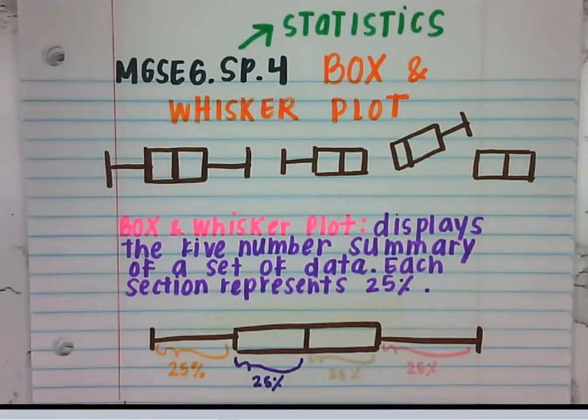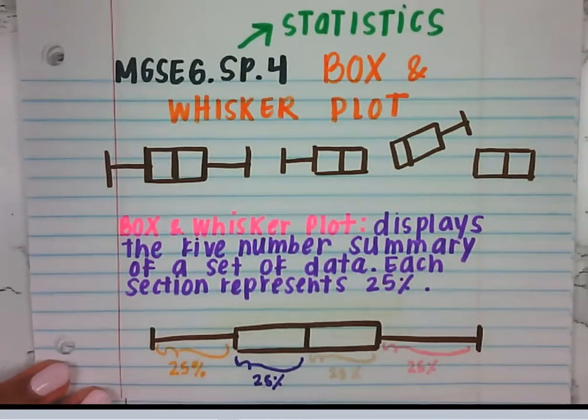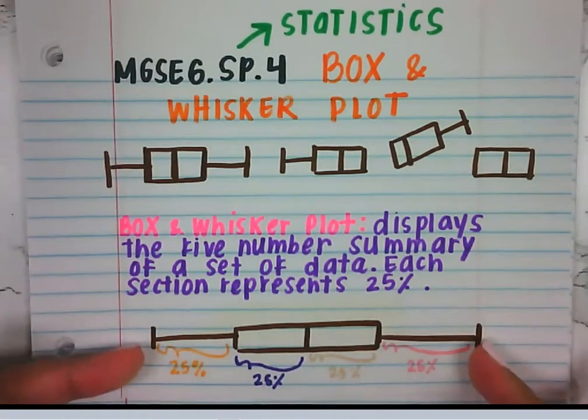Now, one more thing I wanted to mention about a box and whisker plot. It is split up into 4 sections. We call these sections quartiles. All right. And each quartile is worth 25%. So 4 sections, 25% each. Think of quarters. We have 4 quarters to make a dollar. Well, we have 4 quartiles that will make up 100% of our data.